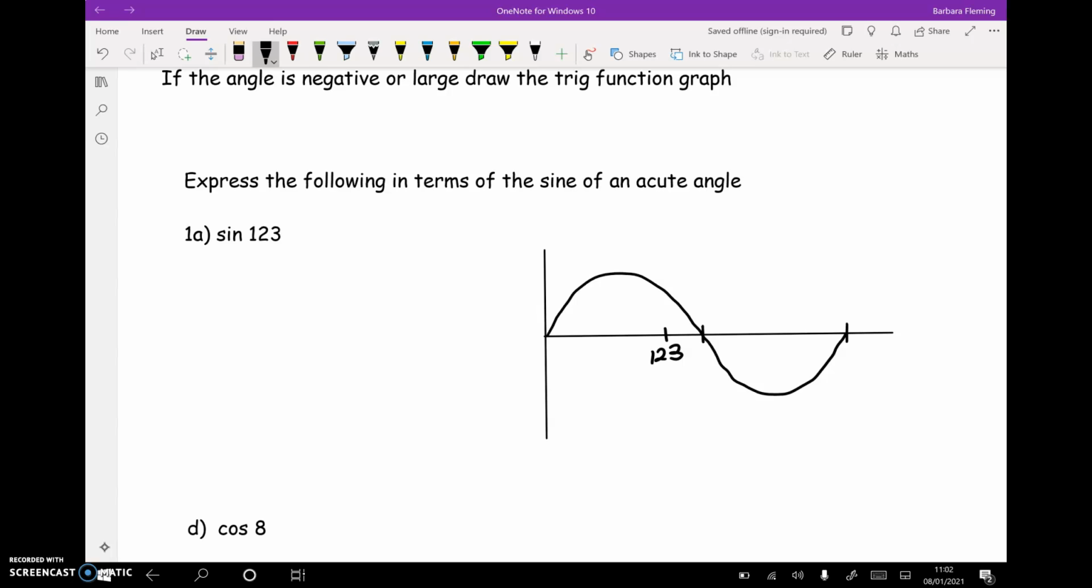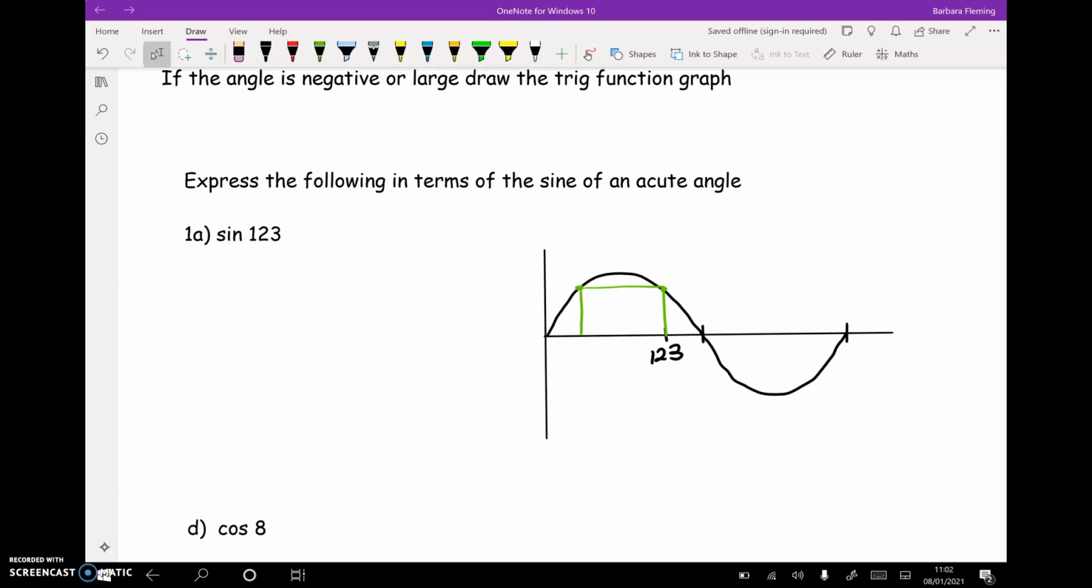Now, because these graphs are beautifully symmetrical, there's always other angles that give you the exact same answer. And we're looking for the acute one. So 123 hits the graph here. Now, that could be the answer 0.84. I don't know what it is, but we're not looking for that. So in the y-axis, it could be around 0.84. It's less than 1, but we just want to find the matching one. And there's a matching answer over here. So that could be that same 0.84, whatever it happens to be.